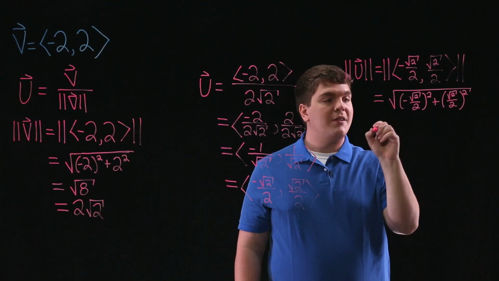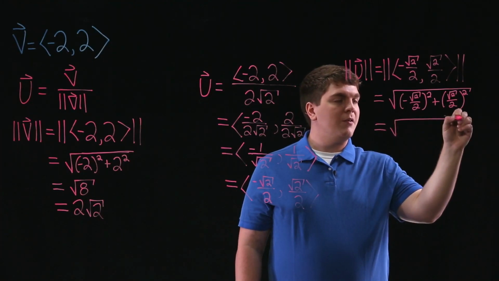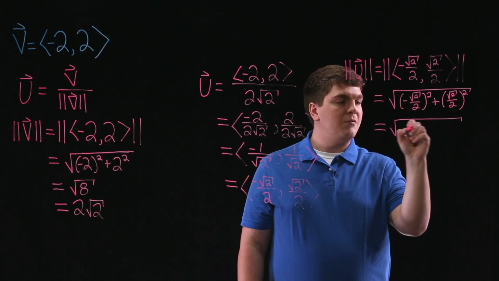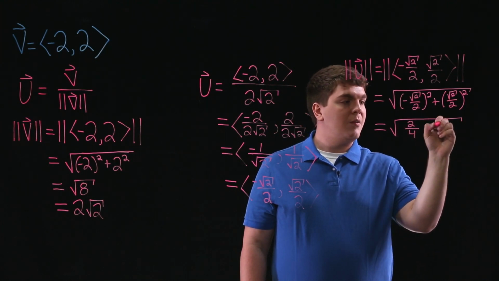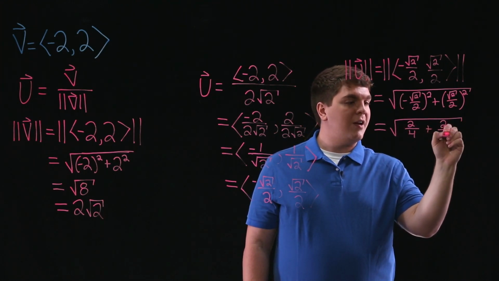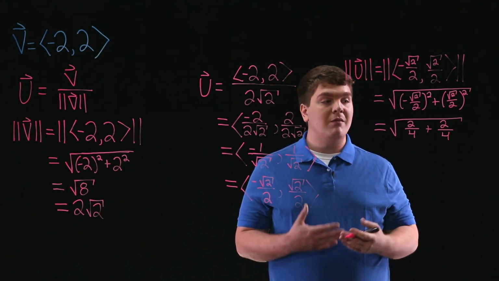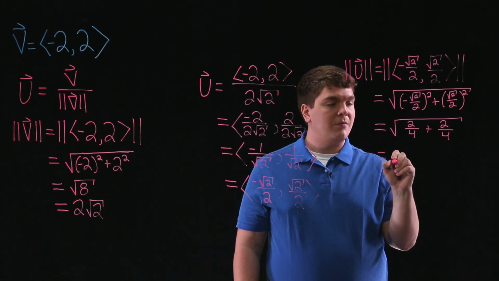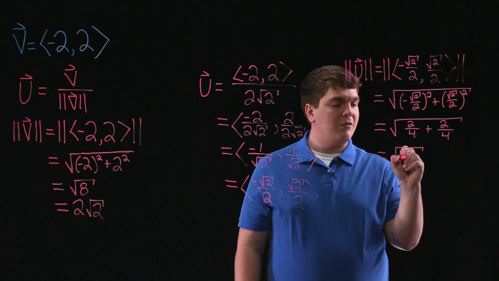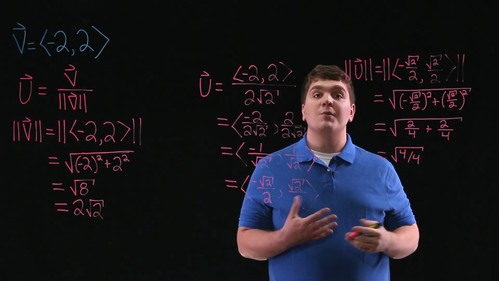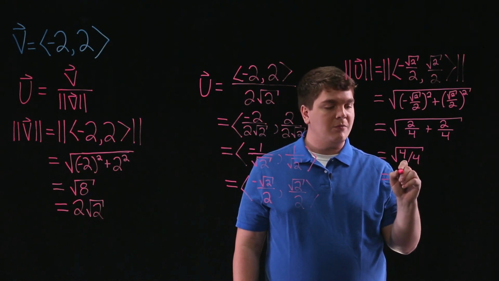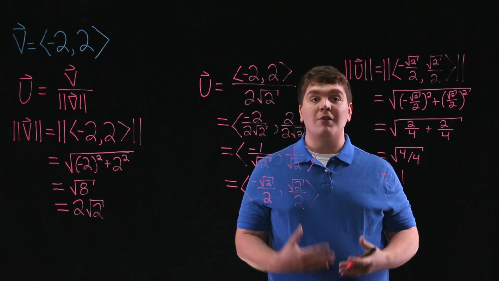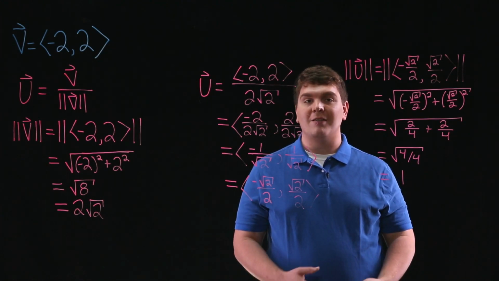Now simplifying, this is equal to the square root of 2 divided by 4 plus 2 divided by 4, which ends up being the square root of 4 divided by 4, which is the square root of 1, which is equal to 1. So our vector u is in fact a unit vector.